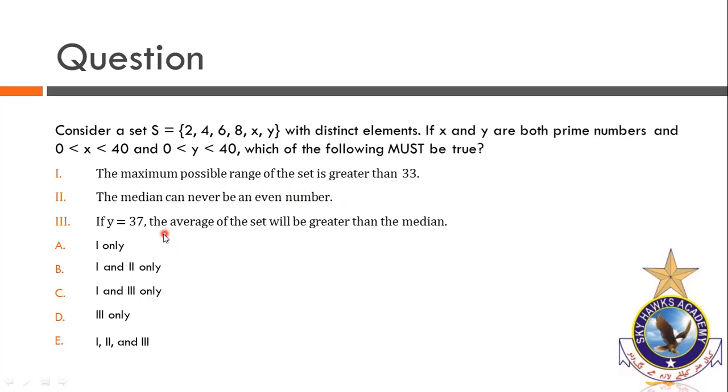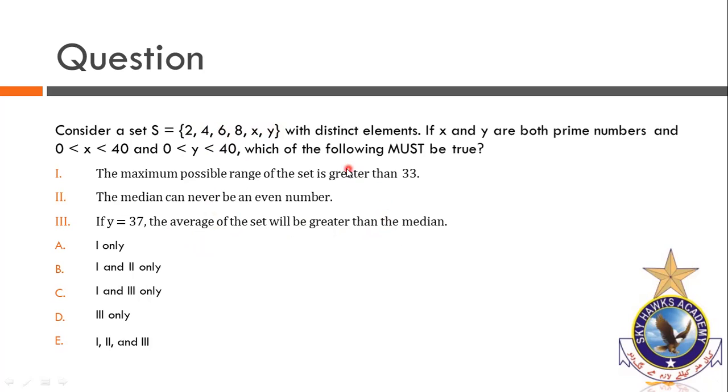If we are putting y is equal to 37, 37 is a prime number and also lying between 0 and 40. The average of the set will be greater than the median. So we will have to find the x, and then we will have to find the average, what I mean to say, the mean. Adding all these numbers, dividing by 6, we will get the mean, the average. The average must be greater than the median.